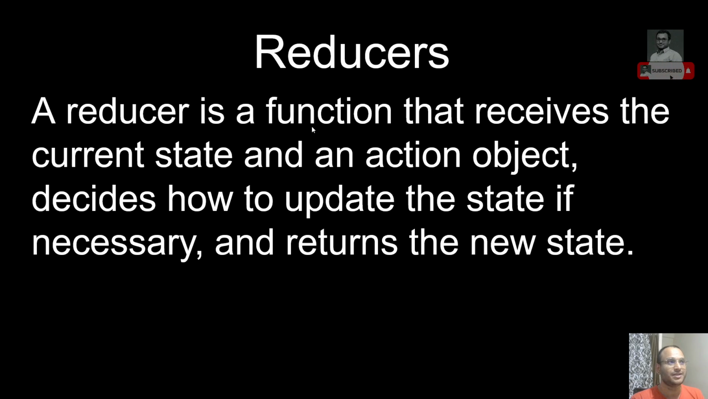You need to remember that a reducer is a function, and the parameters for this function are the current state, which is the store, so whatever data we currently have, and also an action object. What we have seen earlier, the action object, decides how to update the state, and it returns the new state. Okay, you need to remember this one.